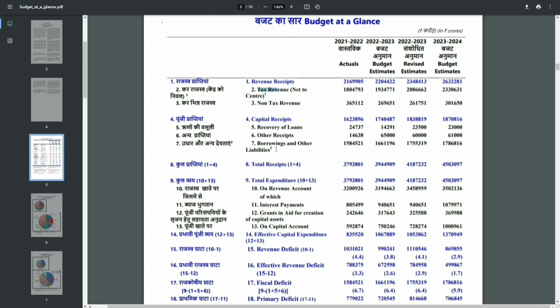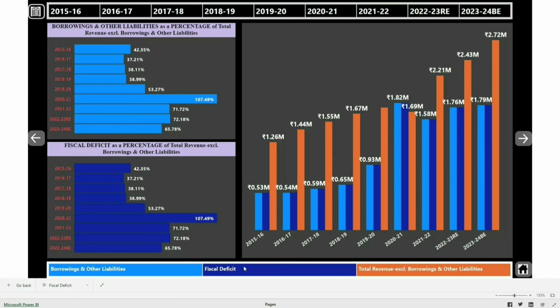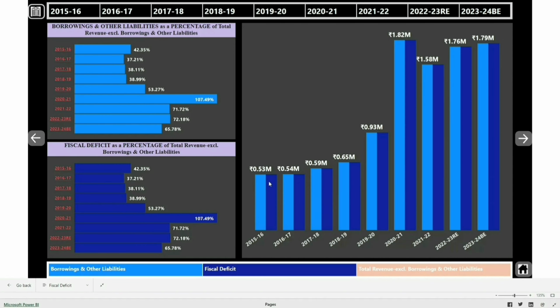And here you will notice that borrowings and fiscal deficits are equal. So this is what this chart is trying to show us. The borrowings and the fiscal deficits have always been the same. Here you will also notice the borrowings as a percentage of total revenue excluding borrowings. Only for the year 2021, the government took more borrowing than its revenue. So let's click on the next page.